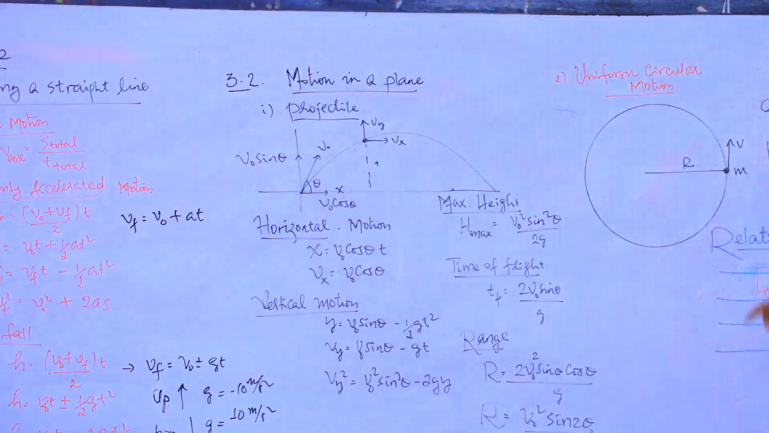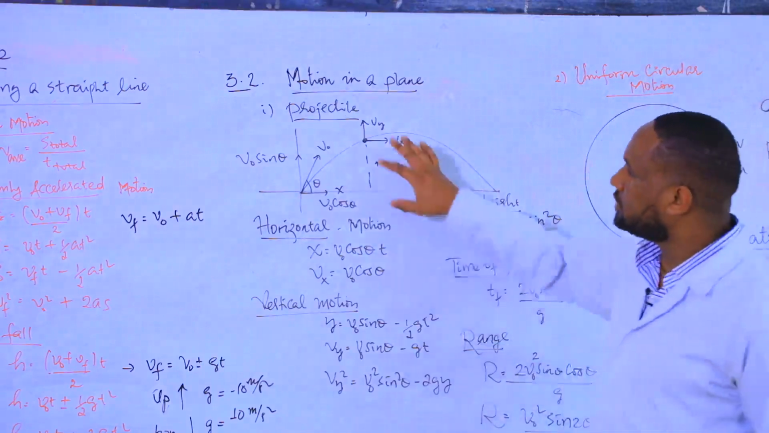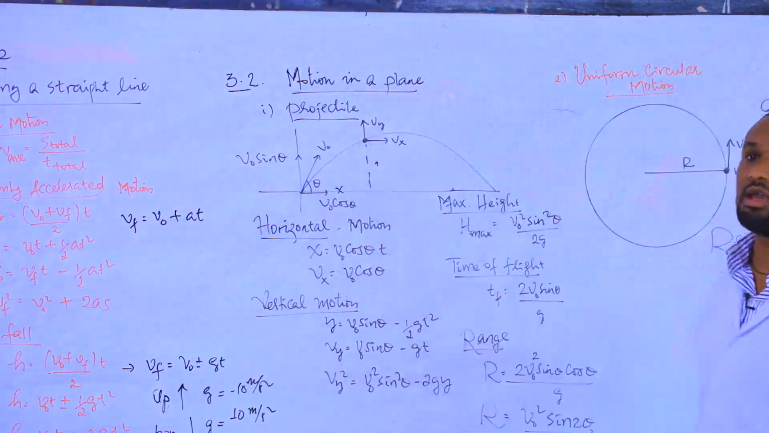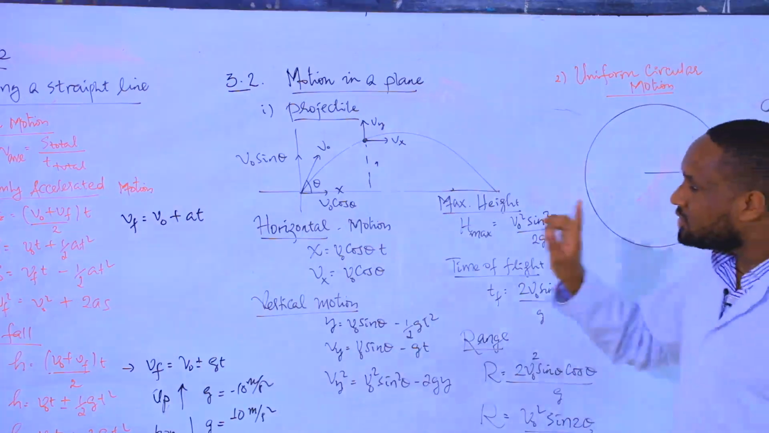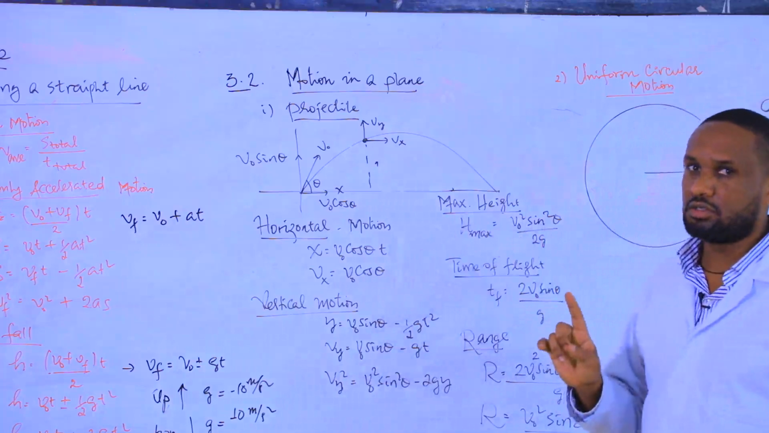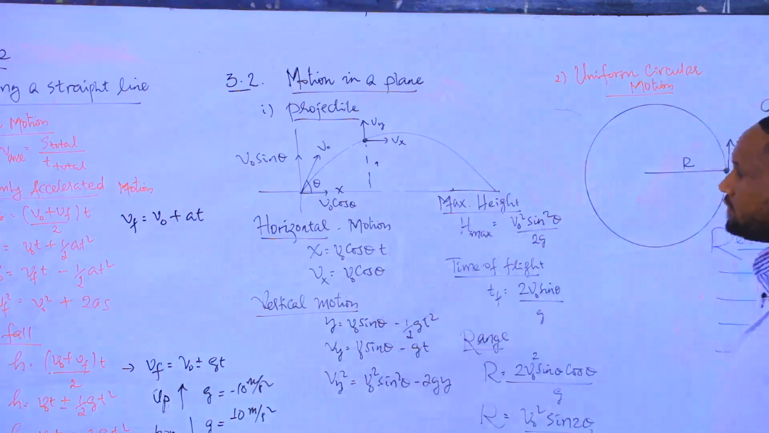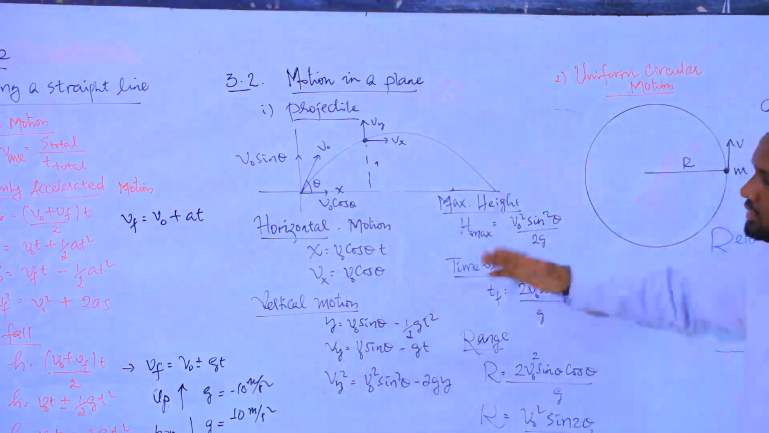So we can consider this kind of projectile motion as a combination of two simultaneously happening motions, okay? The horizontal motion and the vertical motion. And these two motions are independent of each other, okay? Since they are independent of each other, we can consider them separately.